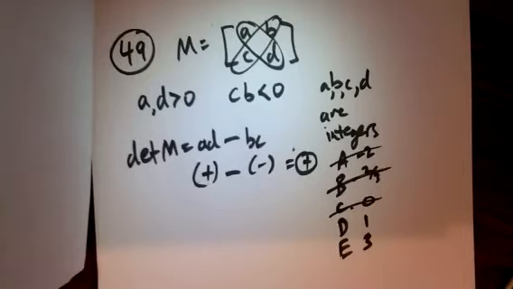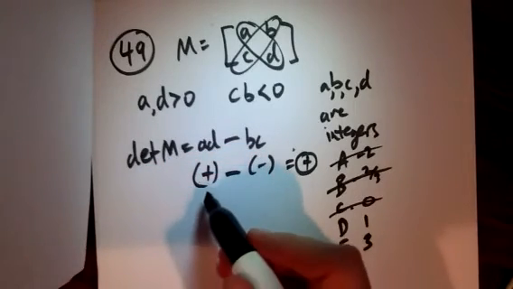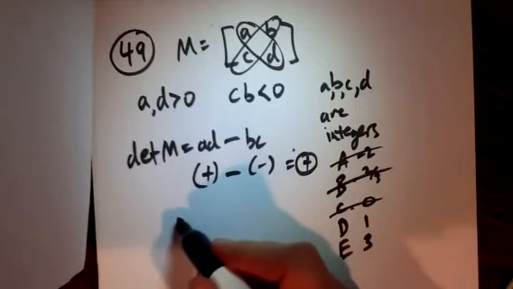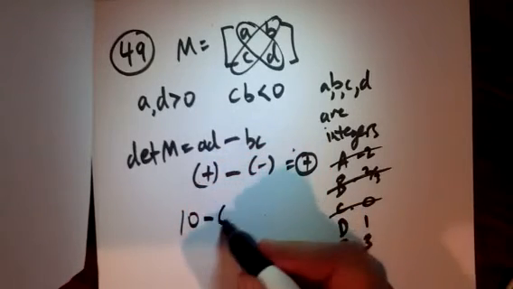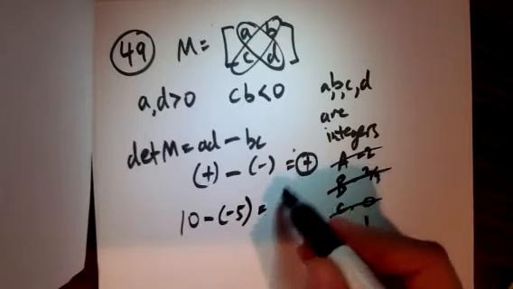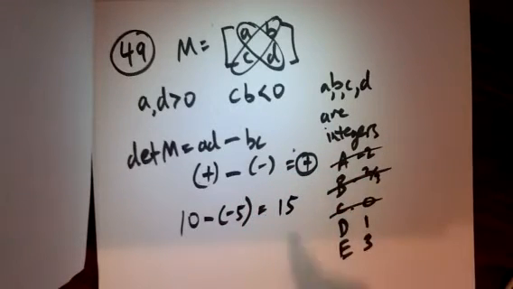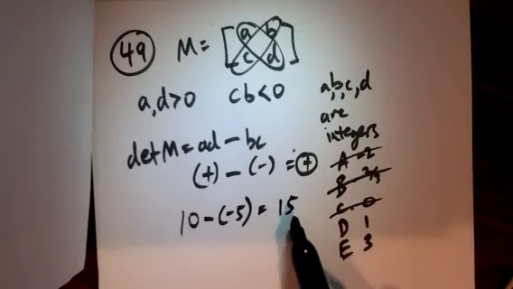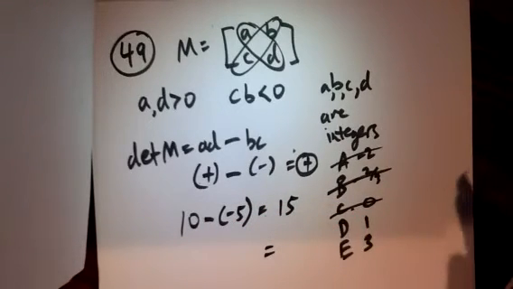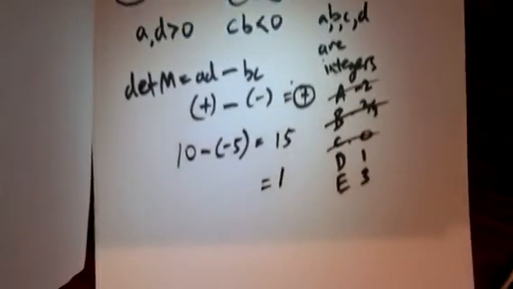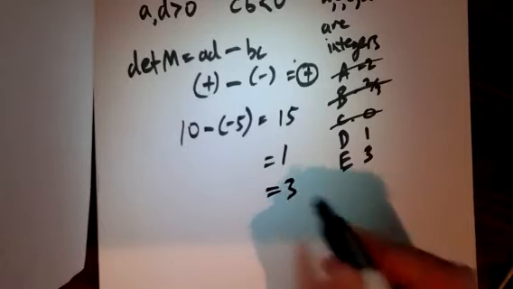Now, let's take a closer look and figure out what could be possible. Well, if we're subtracting, if we have an integer that's positive, let's say 10, minus a negative integer, and we already know we're going to get a positive output, and that's 15. So that's an example of what it could be. Our output, how could it be 1? And how could it be 3?